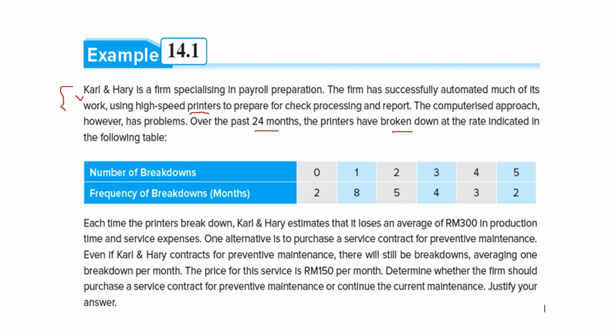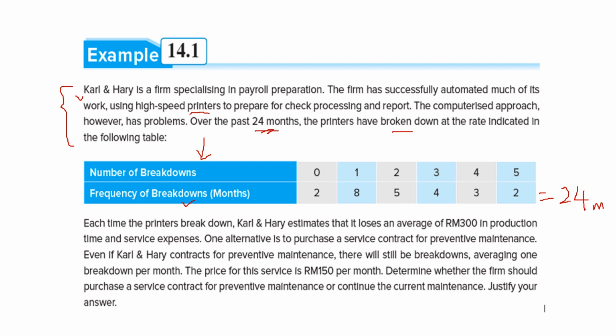So this part of the question says that the company is having printers as the machine and equipment. And these printers have been broken down for the past 24 months. So printer yang diguna pakai oleh company ni asyik rosak for the period of 24 months. So you are given here the record of breakdown for 24 months. Okay, so when you add up all this, the frequency of breakdown over here, you will get 24 months. So this is actually referring to the time period of the data.